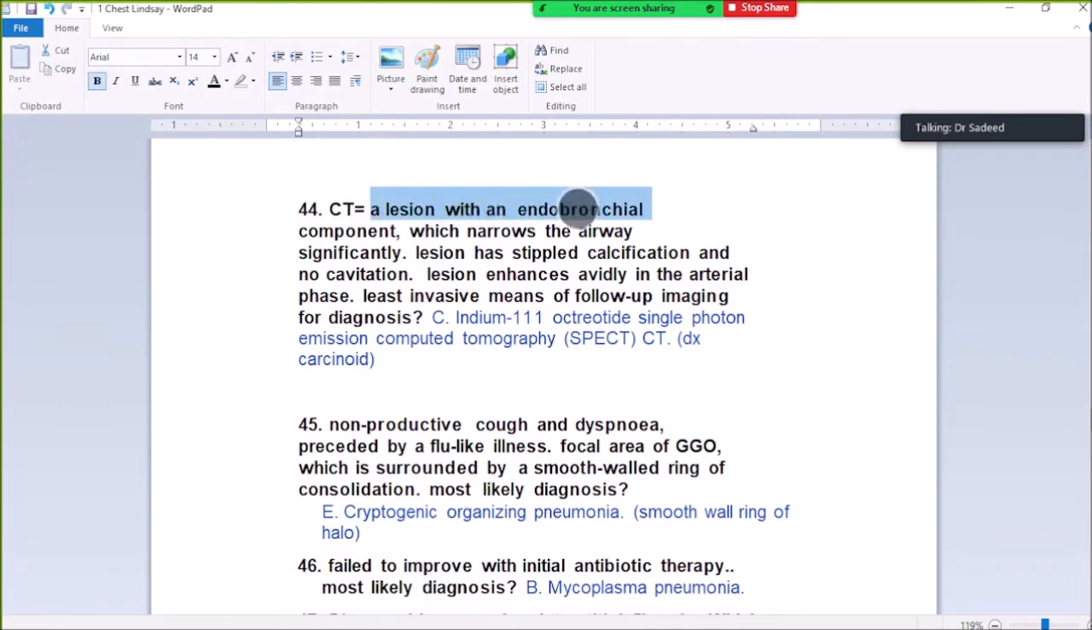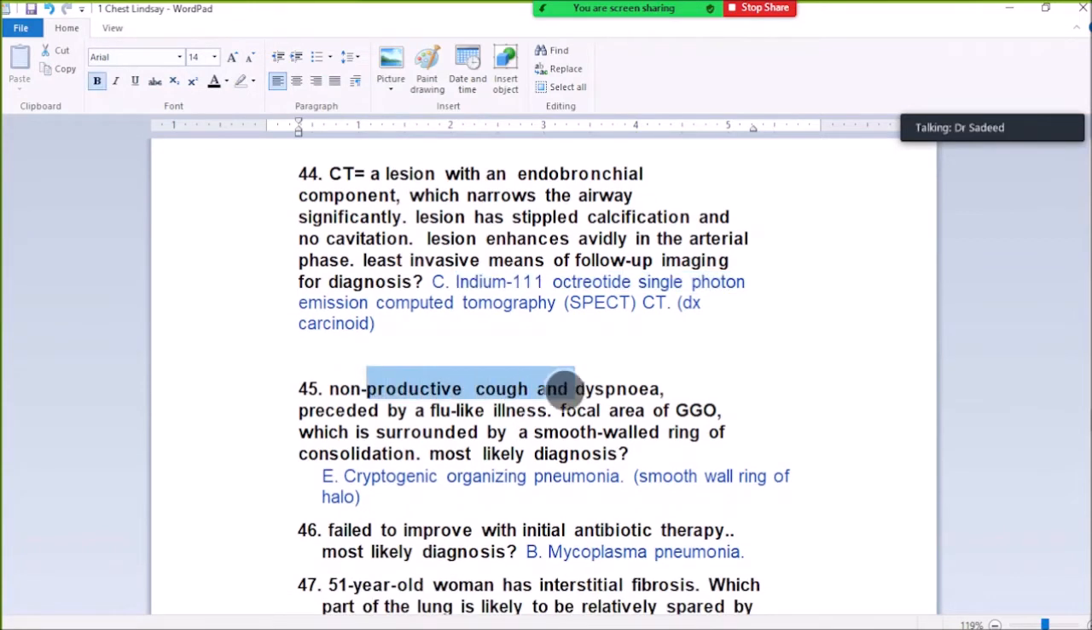Question 44. CT shows a lesion with an endobronchial component which narrows the airway significantly. The lesion has triple calcification and no cavitation. The lesion enhances abruptly in the arterial phase. The least invasive means of follow-up imaging for diagnosis is indium-111 octreotide single photon emission computed tomography. The diagnosis is carcinoid. Endobronchial component, calcification, and enhancing abruptly in the arterial phase means carcinoid. In carcinoid, the least invasive investigation is the indium-111 octreotide study.